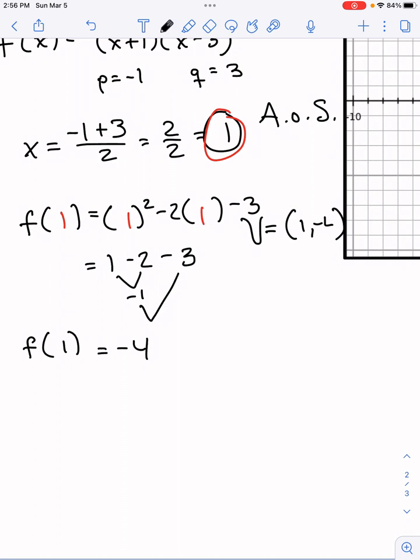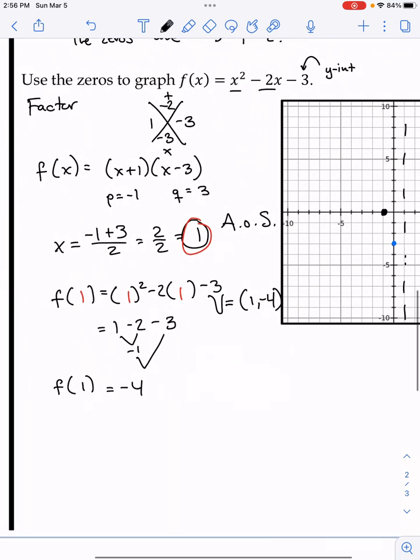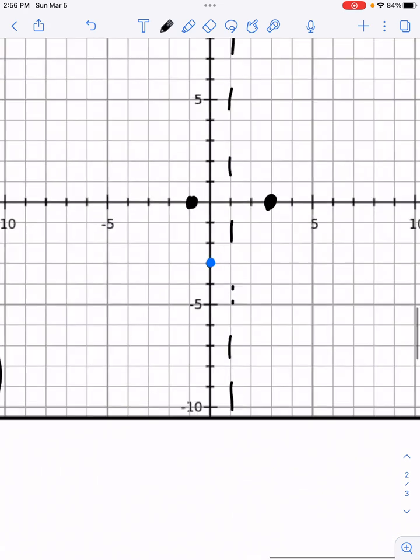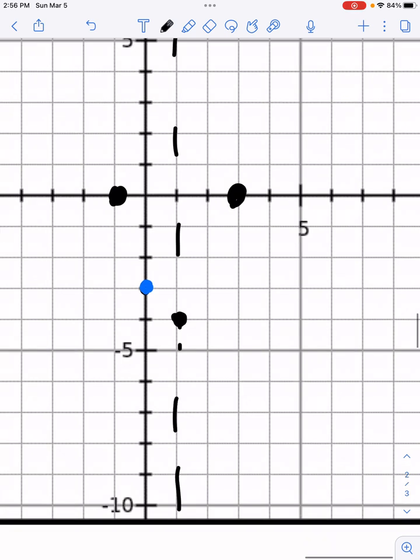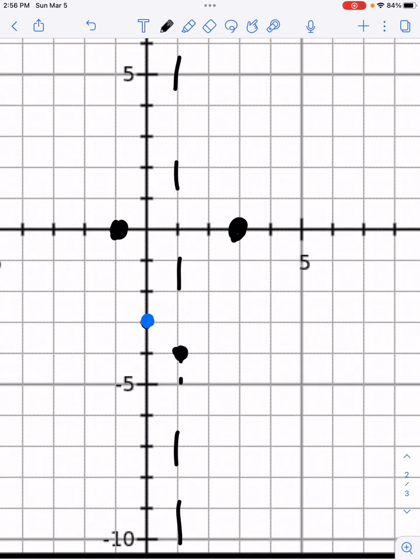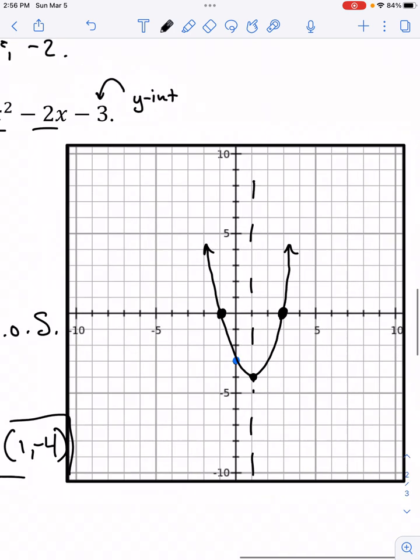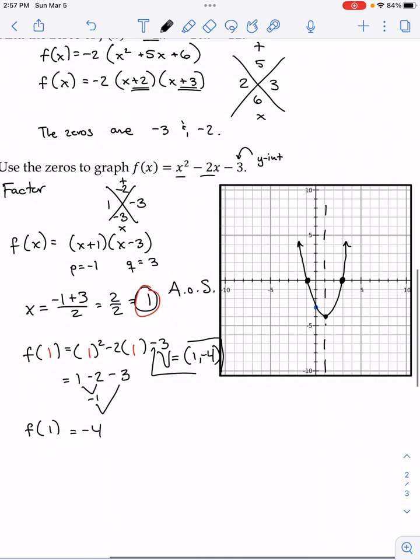So let's put negative 4 for the y value of our vertex. 1, negative 4, that's 1 to the right and 4 down. I know it's going to go through these x values, but since I already also identified our y-intercept, it's also going to go through that blue point. Okay, we'll draw that in. This doesn't tell us to find the domain and range, so we're done with that. We're finished with our notes, good.